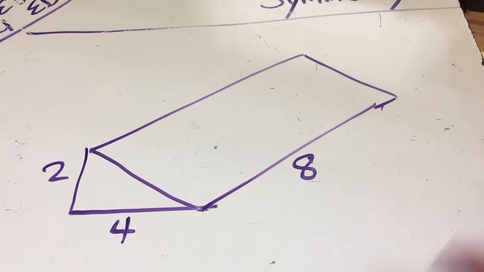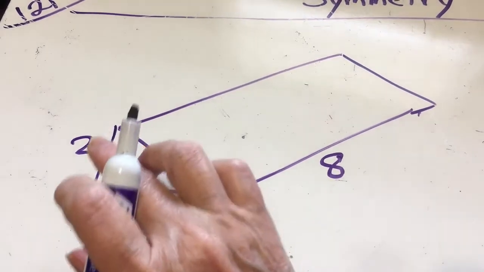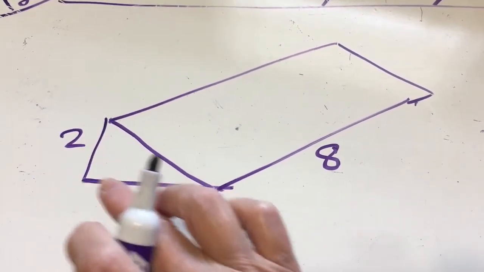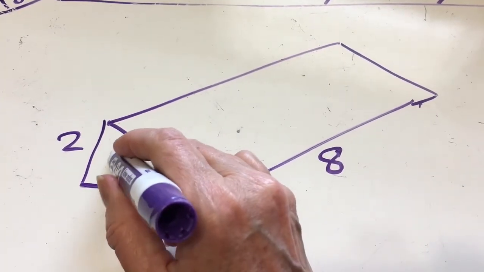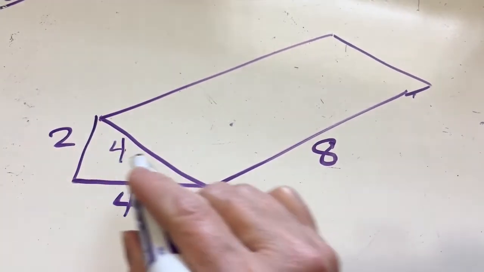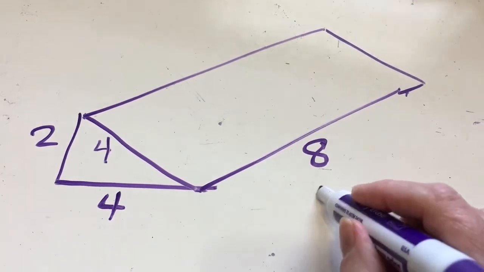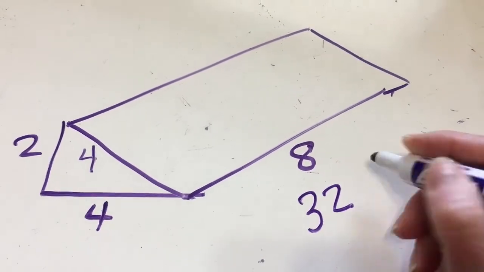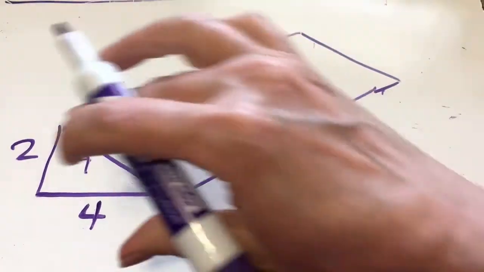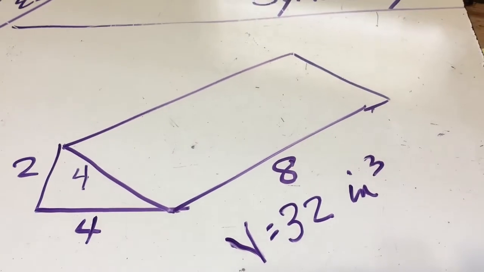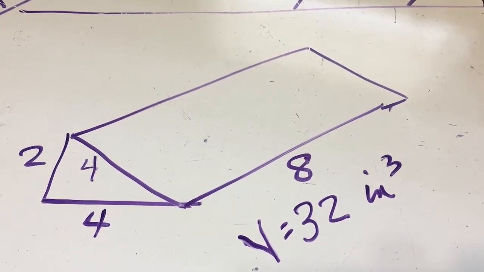So I drew the same triangular prism in a different configuration. So 2 times 4 would be base times height, and 1/2 of that would be an area of 4. So this has an area of 4 inches squared, and then I multiply by the 8 inches, and I'm going to have 32 inches cubed as the volume of this right triangular geometric solid, also a triangular prism.